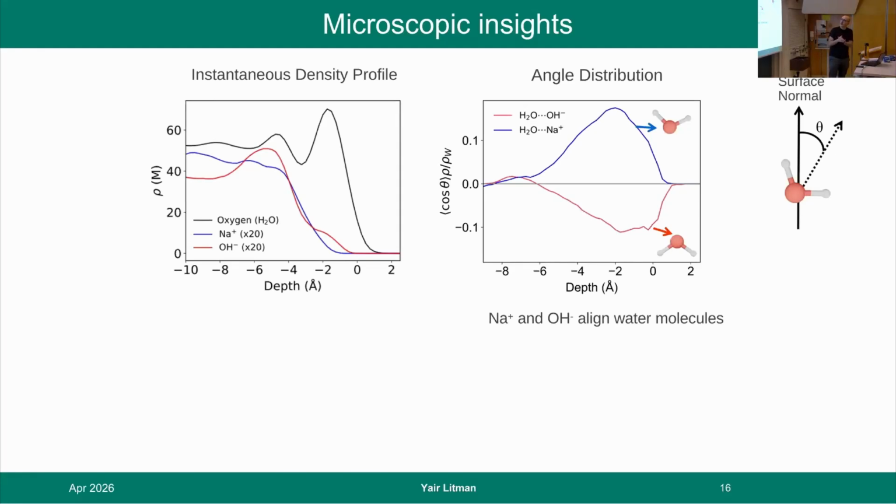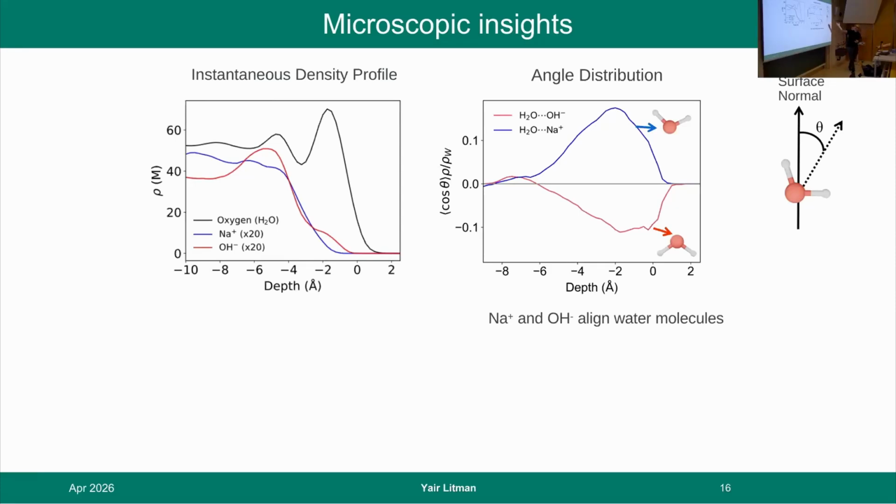So, to give you an idea, the first thing you normally look at for interfaces is the density profile. On the left, I show you the density profile. Oxygen is the oxygen of water, and it's black. And then you see that sodium and hydroxide are really repelled from the interface, by at least a few angstroms.